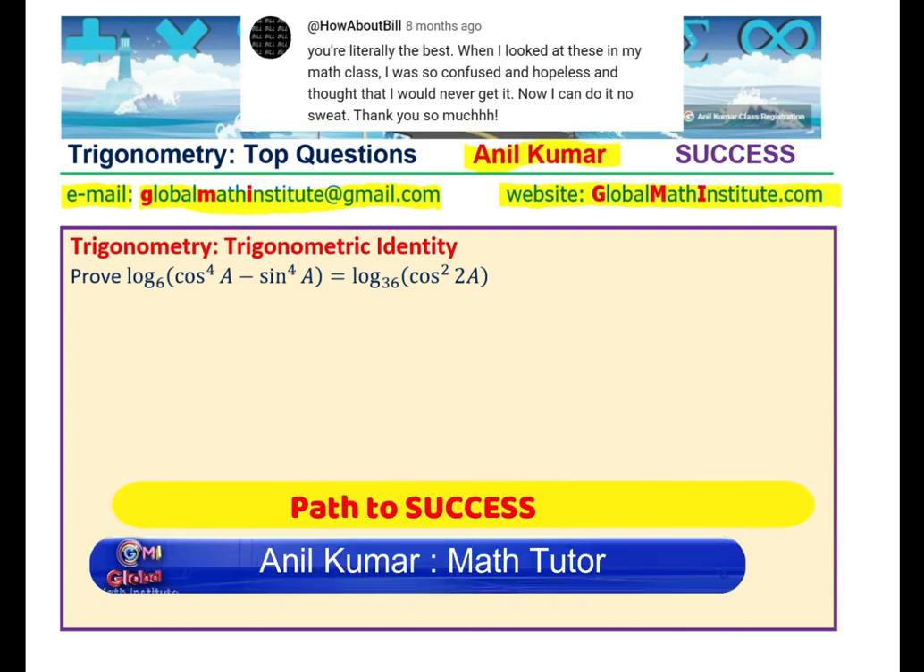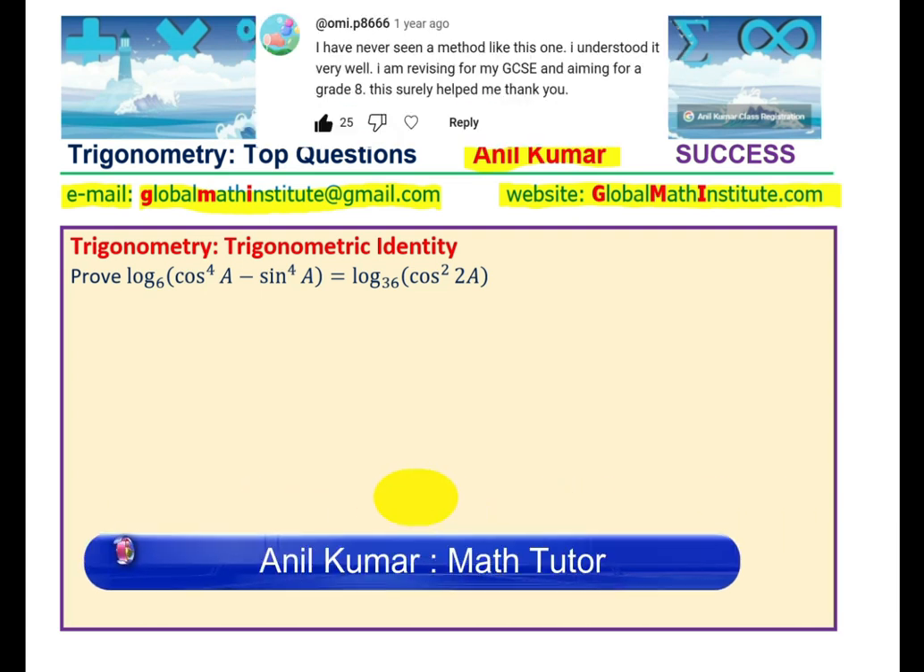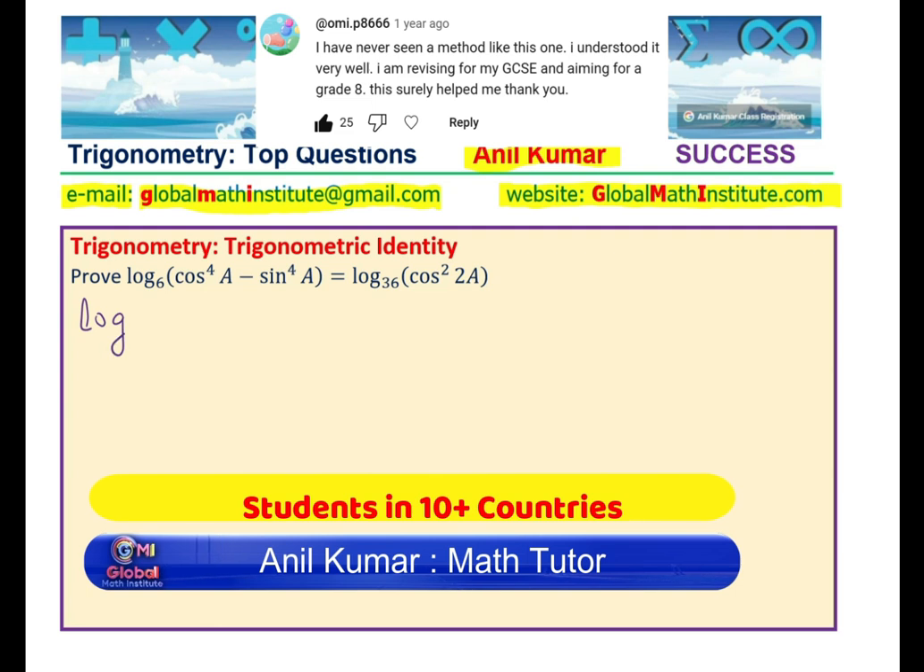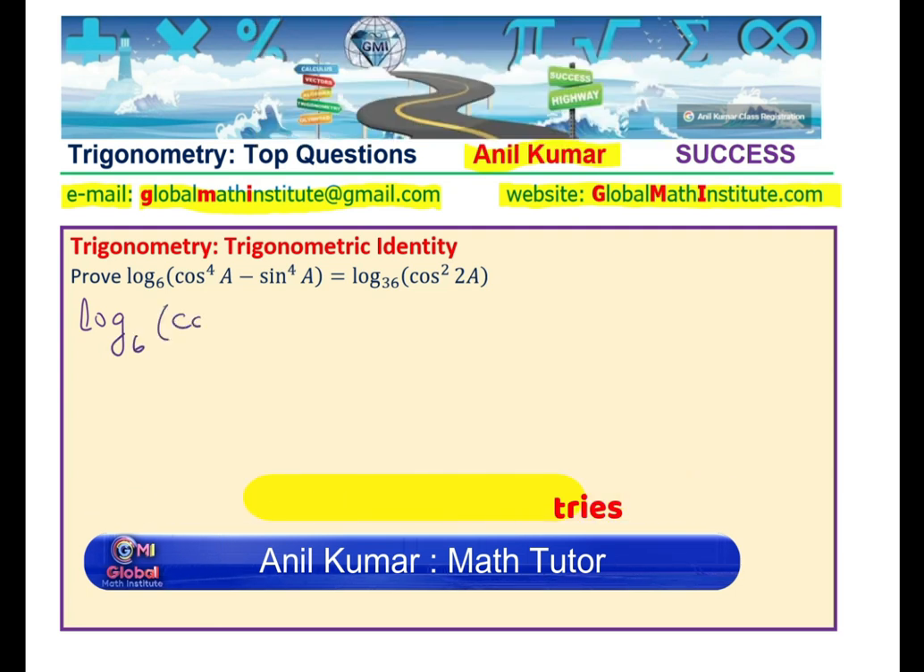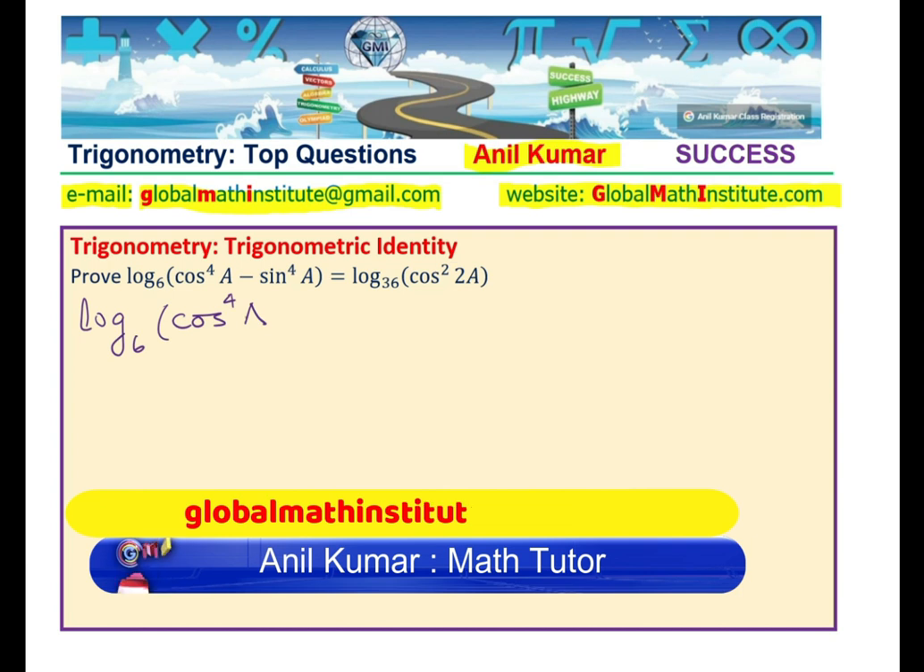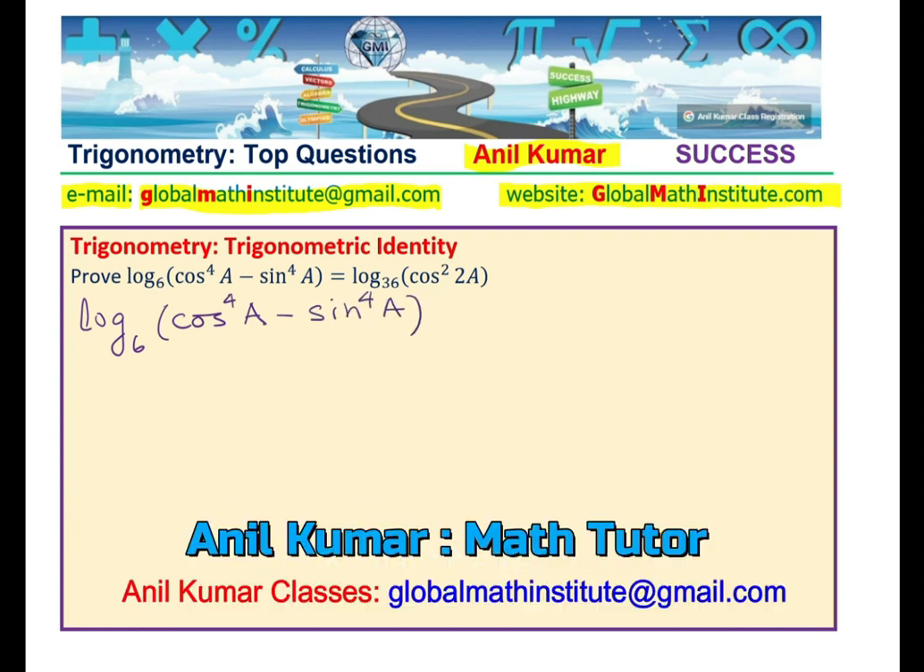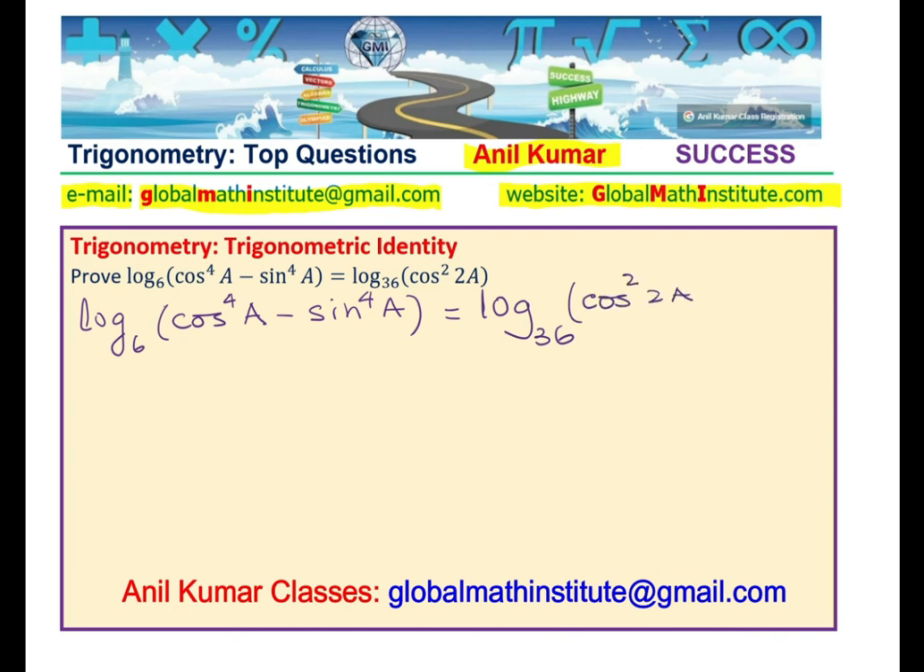Now let's look into the problem at hand. We need to prove that log to the base 6 of cos to the power of 4a minus sine to the power of 4a is equal to log to the base 36 of cos square 2a. Definitely, we have to change the base. So let's begin with the right hand side.